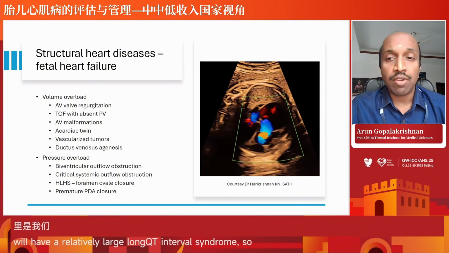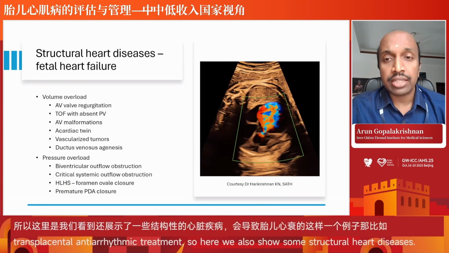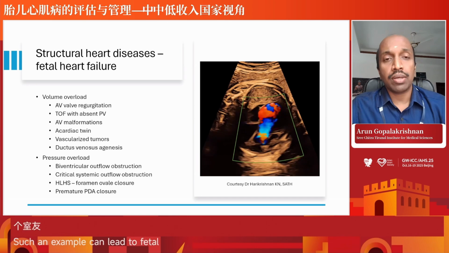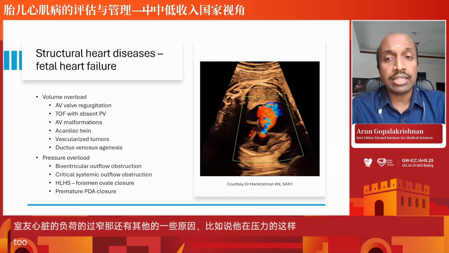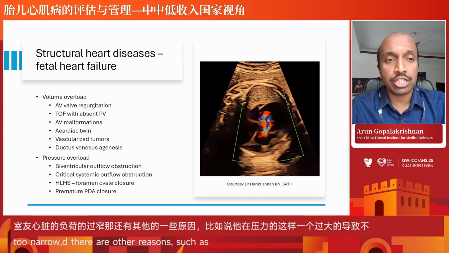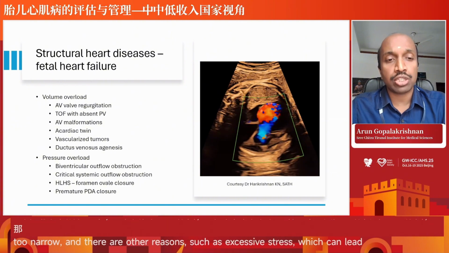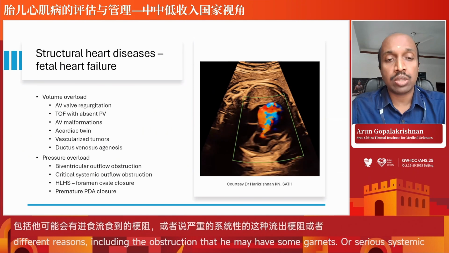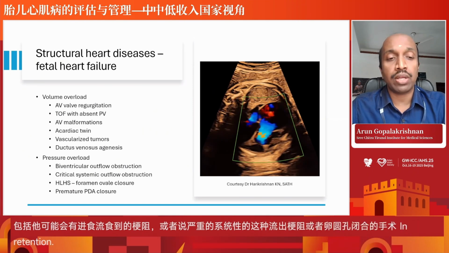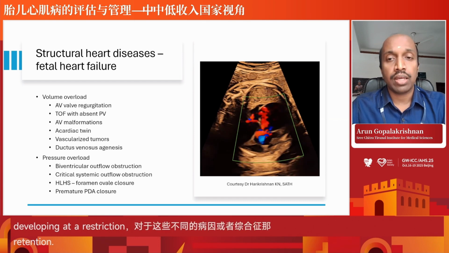This is AV valve regurgitation leading to heart failure, and regurgitation of the semilunar valves, as opposed to pediatric heart failure or adult heart failure. Regurgitant lesions are more ominous than obstructive lesions in fetal life. Pressure overload conditions like biventricular outflow tract obstruction, critical obstruction of the systemic outflow tract, hypoplastic left heart syndrome developing a restriction of the foramen ovale, or premature ductal closure are rare causes of fetal heart failure.